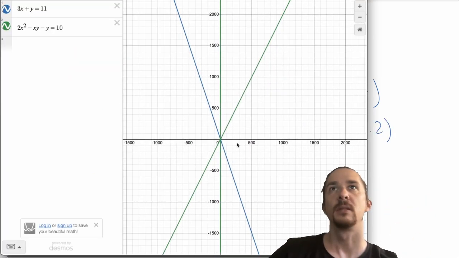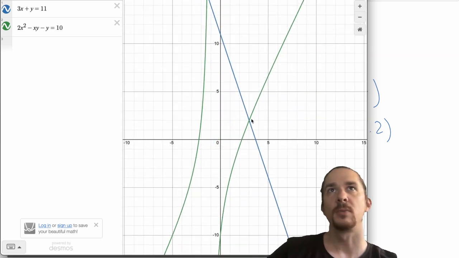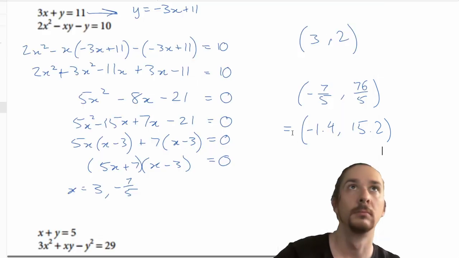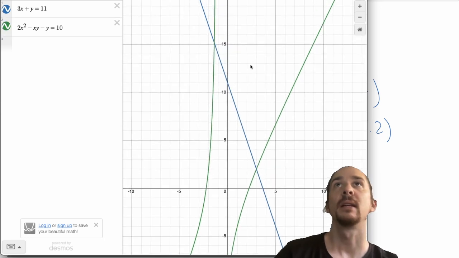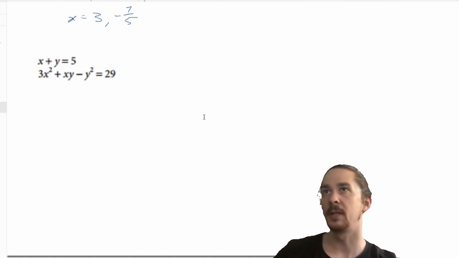This is funky business here. Wow, look at that shape. All right, we have two clear intercepts. We have one here at 3, 2. Excellent. And the other one way up here at negative 1.4, comma, 15.2, which is exactly what we were hoping for. Well done. Pat on the back.